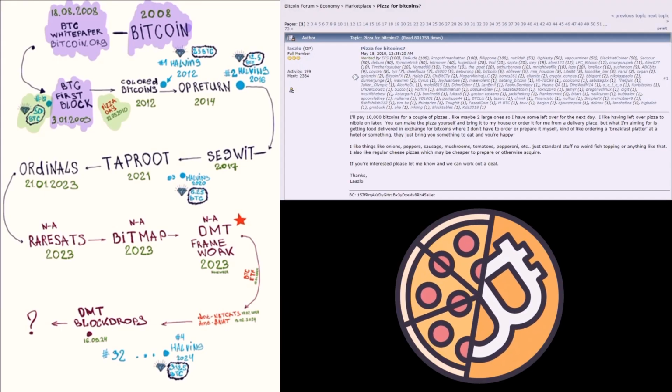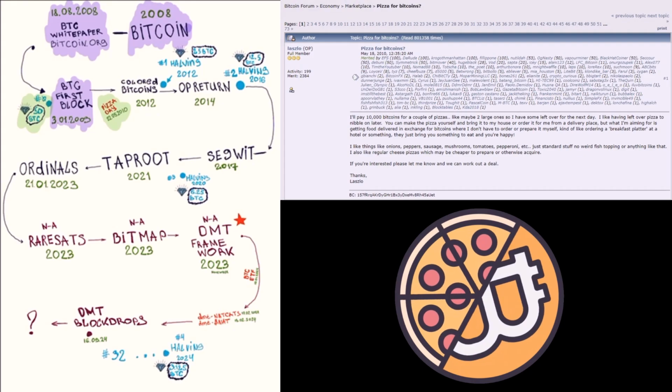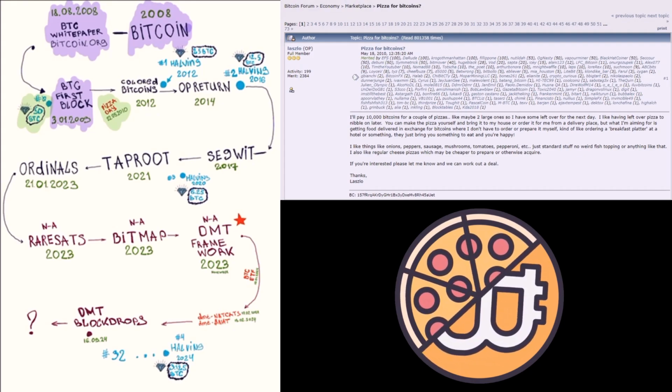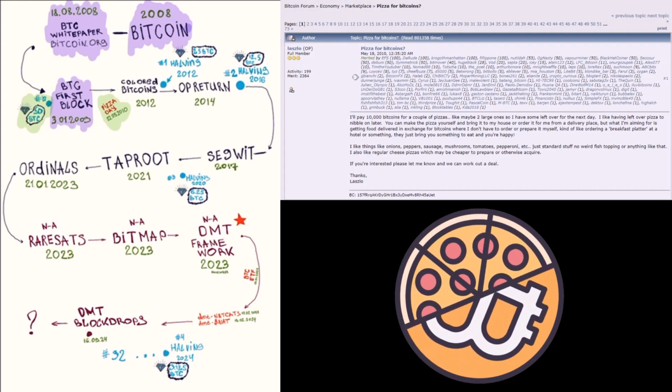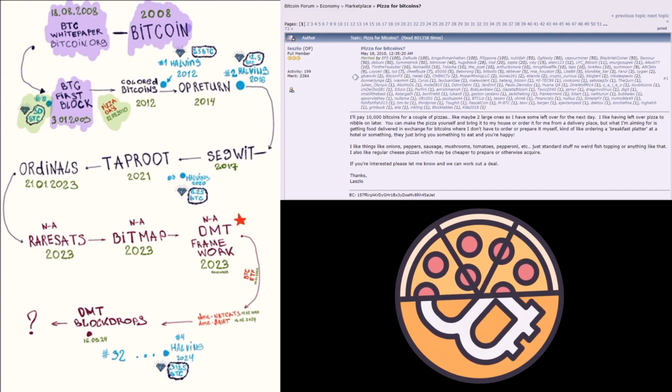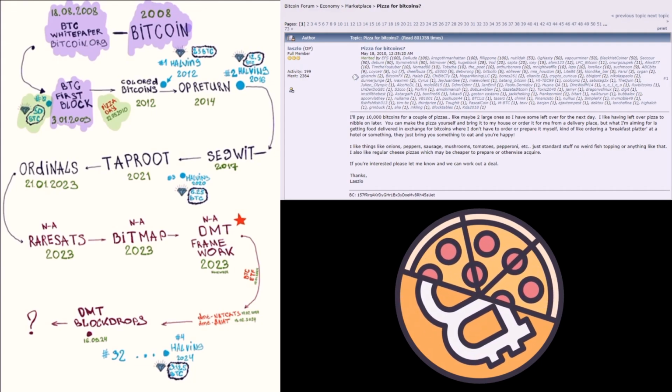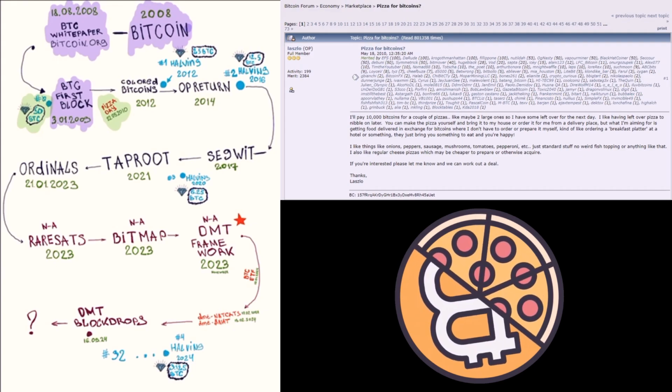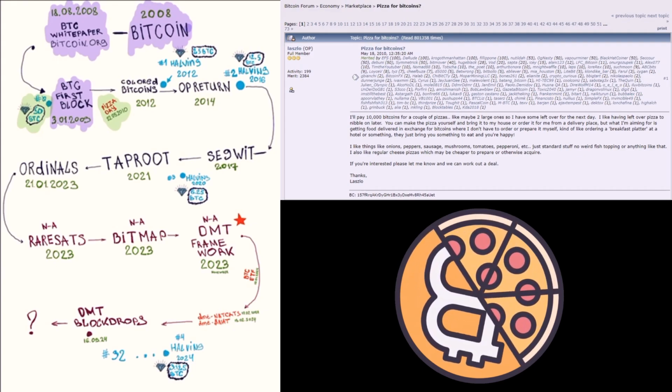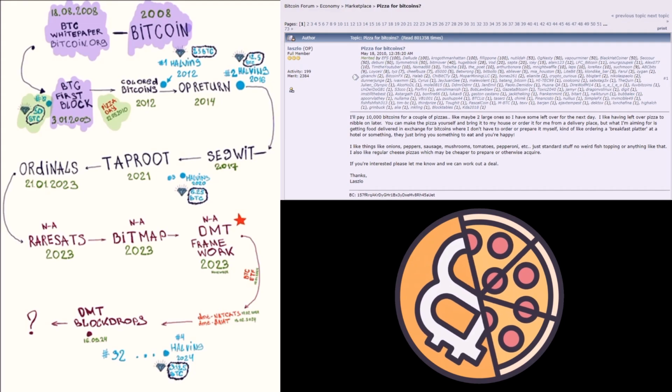In May 2010, a noteworthy event occurred. 2 Papa John's pizzas were purchased for 10,000 bitcoins. This fact is not only noted annually as the first significant exchange of Bitcoin for a good, but will also play a role in the digital matter theory later.